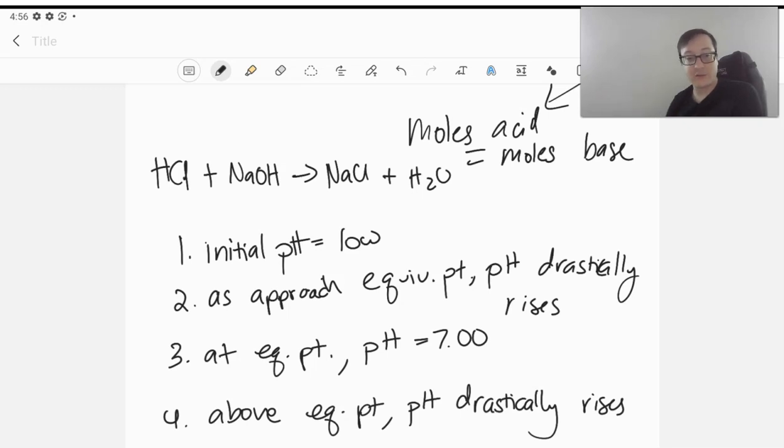So that's what a strong acid, strong base titration looks like. In our next video, we'll look at some calculations associated with this, just so we can establish where this graph came from.